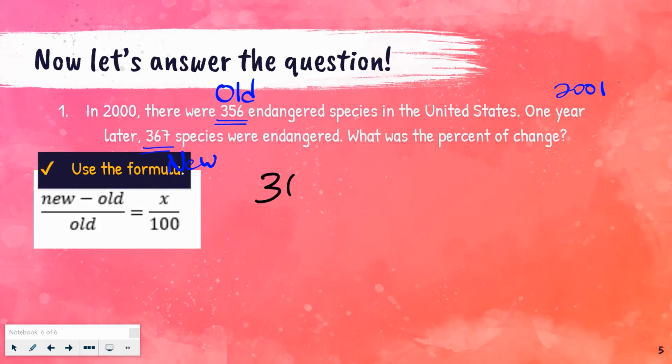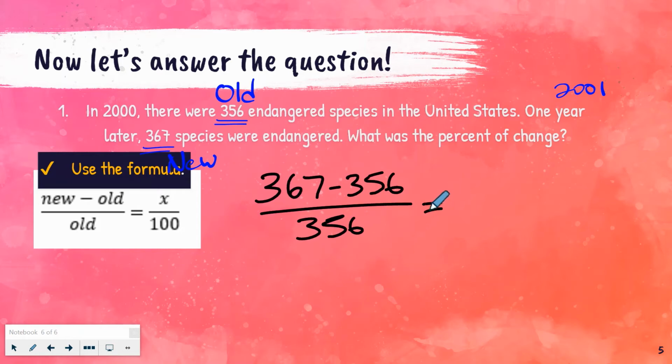So we are going to do 367 minus 356 over 356, and that equals our percent, which is x over 100. Our first step has to be to subtract on top. If you type all of this into the calculator, you need to make sure that the calculator follows order of operations here, and you need to make sure that you actually hit enter before you do this division.